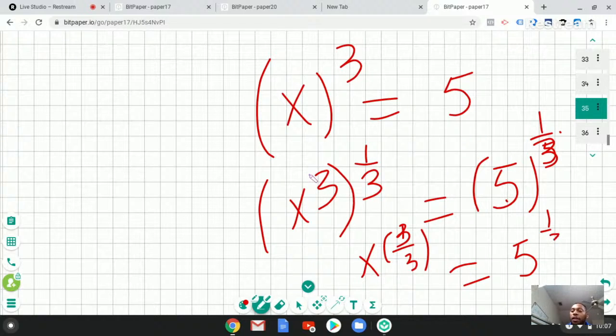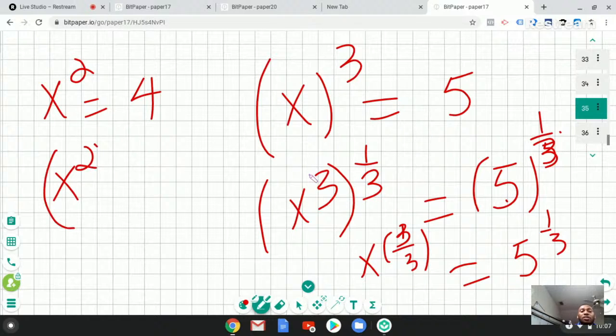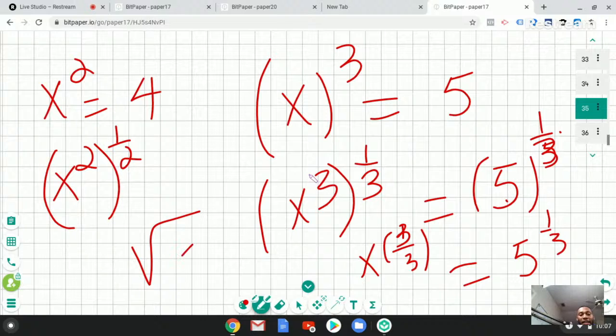5 to the 1/3. And this is the same thing as taking the square root. When you said x squared is equal to 4, and you take the square root of both sides, what you're really saying is x squared to the 1/2. The square root is to the 1/2. So the square root of something is that something to the 1/2. So x to the 1/2.